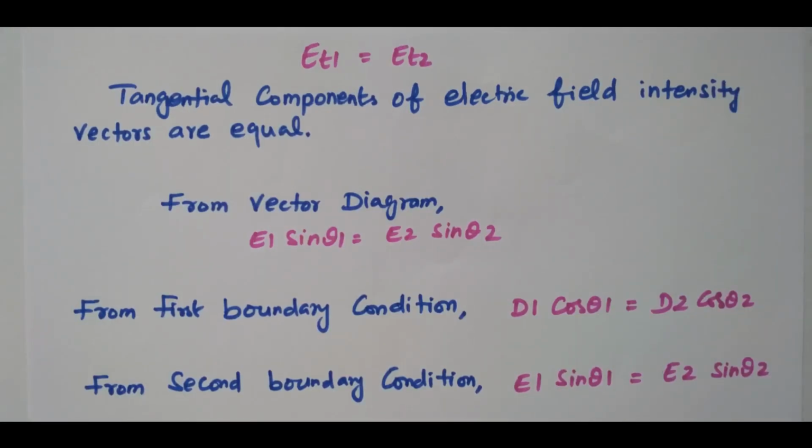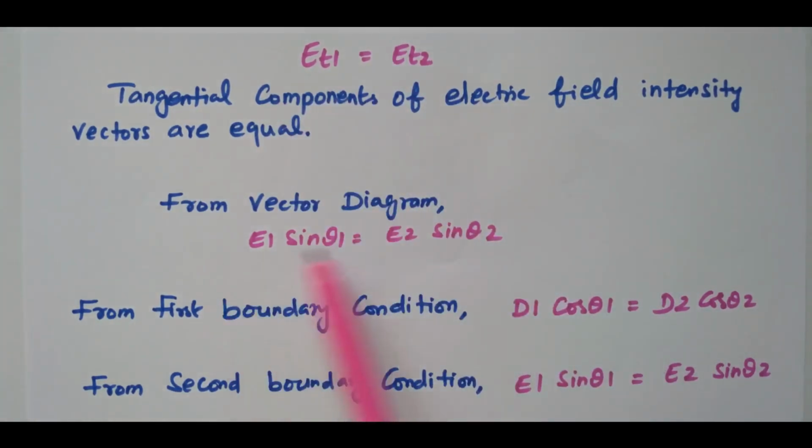So that is given here. Tangential components of the electric field intensity vectors are equal. We are not having any condition; directly we got that both are equal. From the vector diagram we can write E1 sin theta 1 equal to E2 sin theta 2.